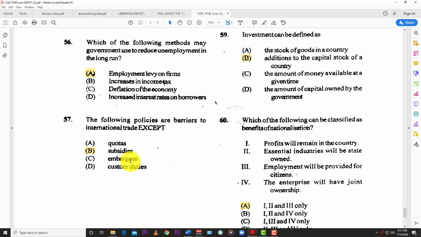And then D, custom duties. Now, custom duties can be jacked up high as a deterrent for people to import stuff. So that's still a barrier to international trade, a non-tariff barrier to international trade. So the best answer is B, subsidies. That's where the government would give you financial assistance to help reduce your production costs.